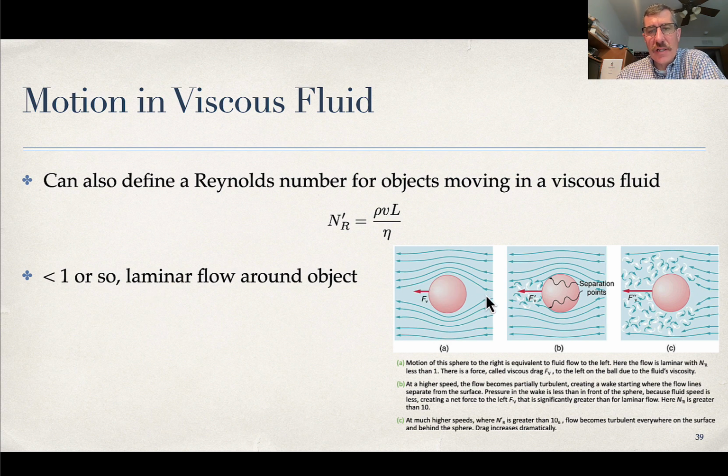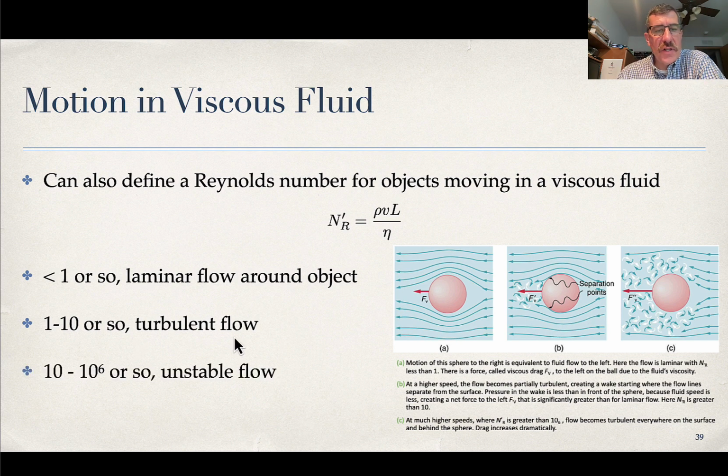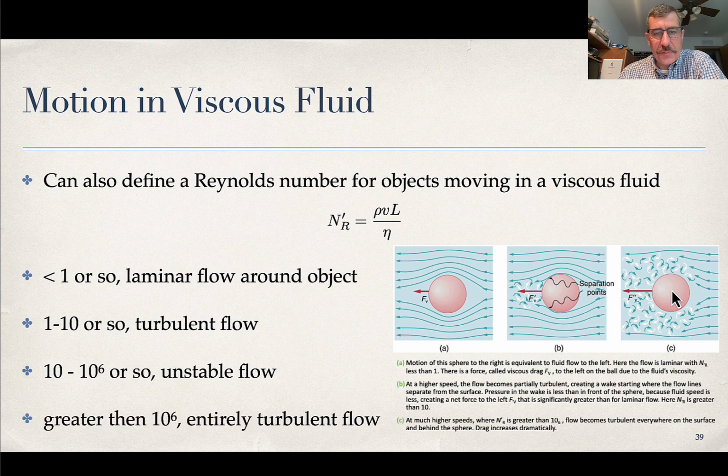So it's going to be something like point A here, where the fluid keeps these streamlines around the object. If it's from 1 to 10 or so, you expect turbulent flow, and larger than 10, it's going to be unstable. So this is the middle picture here, where it's partially turbulent and partially streamlined, and then unstable flow is when you have very large Reynolds numbers.